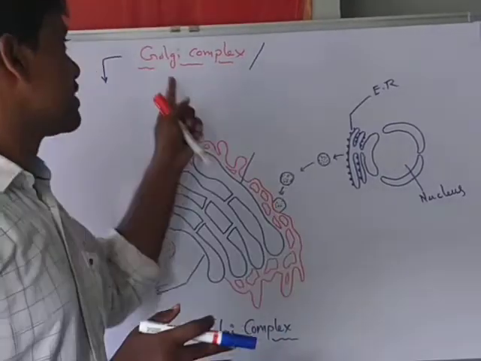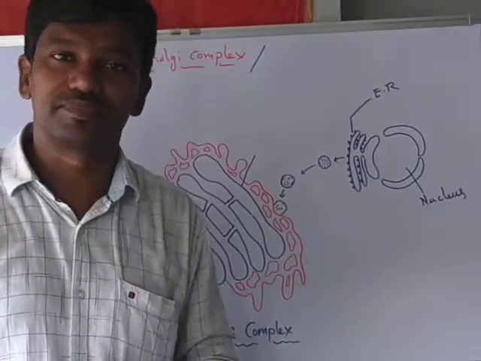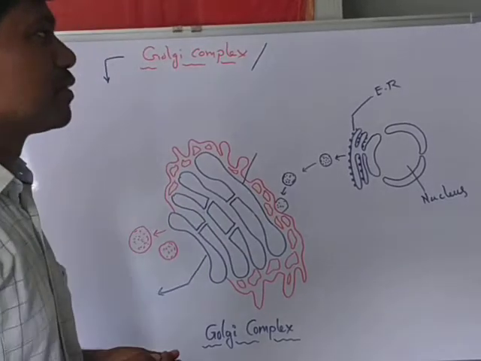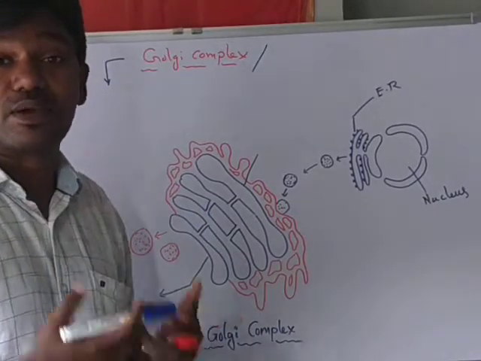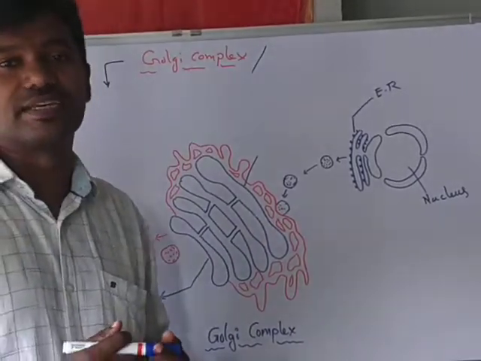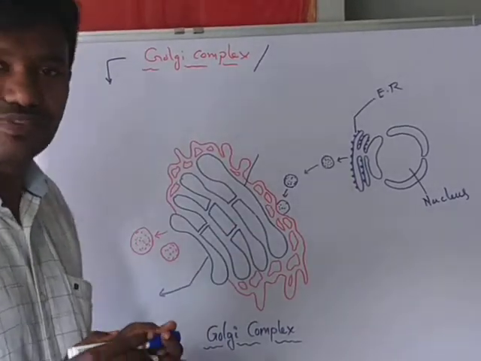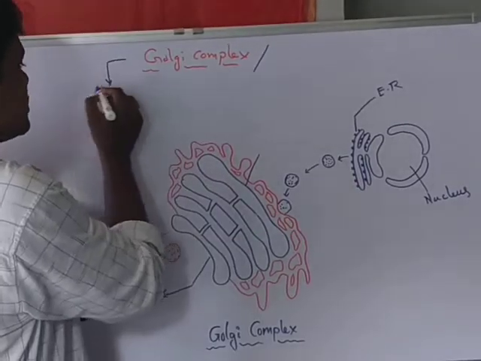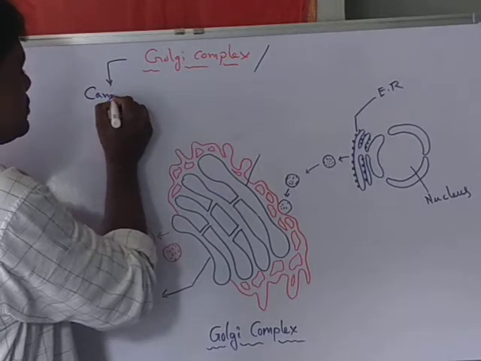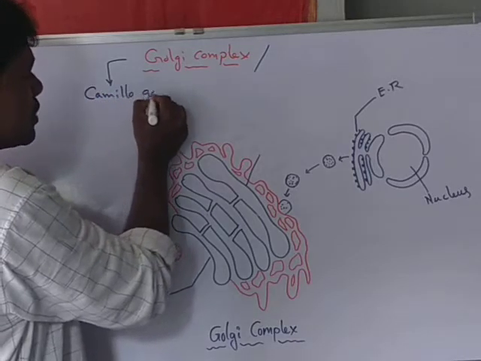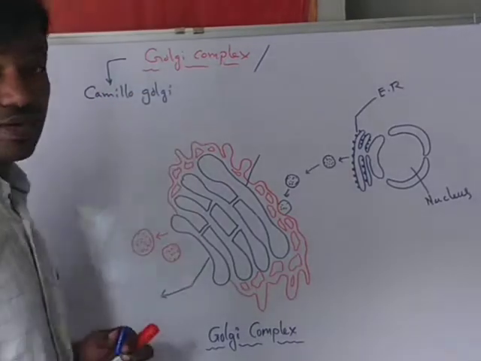Cell organelle, that is Golgi complex. Golgi complex is also called Golgi bodies or Golgi apparatus. The Golgi complex was first discovered by a scientist called Camillo Golgi.